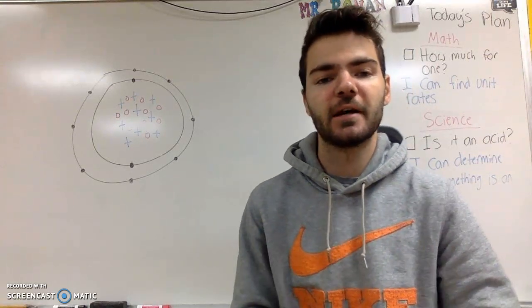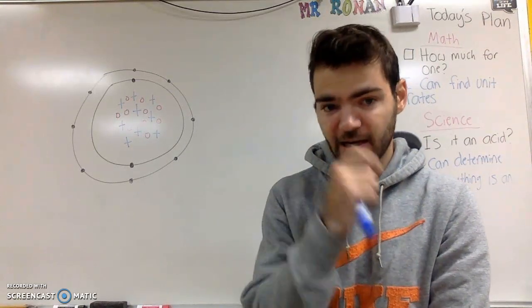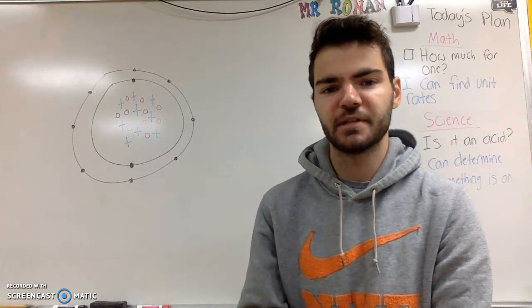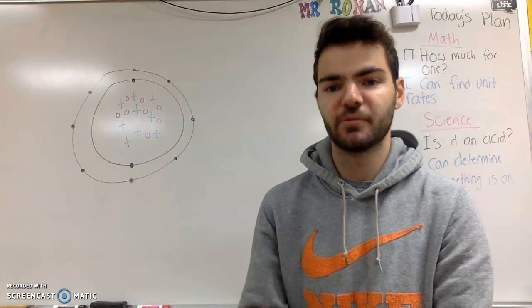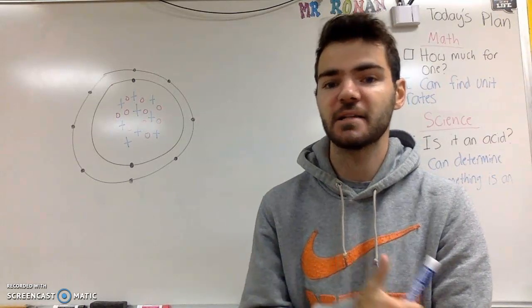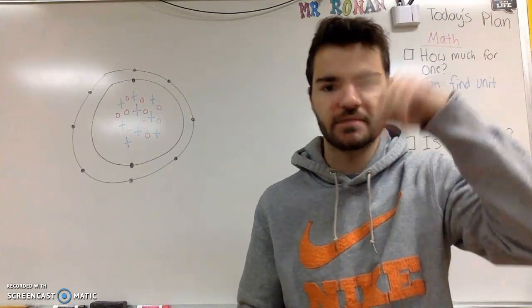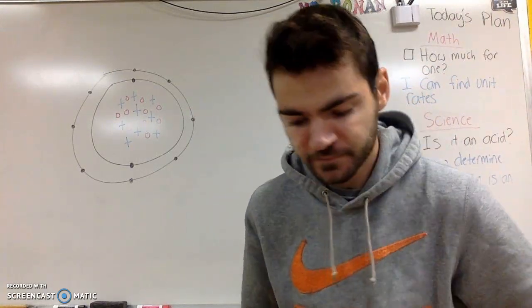Okay, so over my shoulder you see that I have a Bohr model of some type of atom. We don't really know which one just yet, but we can say for sure that it is a Bohr model because you see the plus signs, which are the protons, the zeros, which are the neutrons, and then those electrons buzzing around the outside, okay?